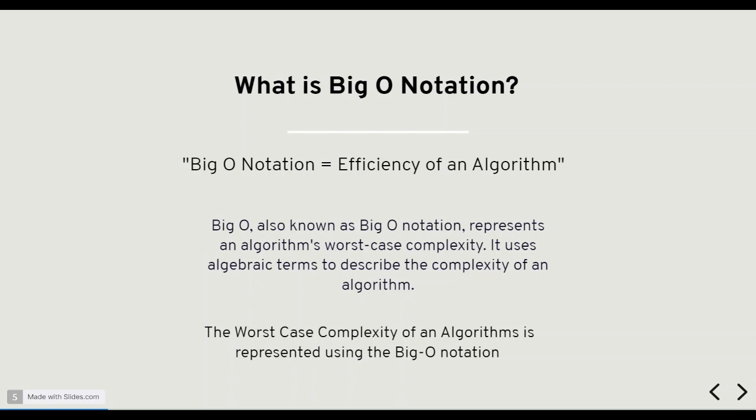under maximum load. After that, as you know, big O, also known as big O notation, represents an algorithm's worst case complexity. It uses algebraic terms to describe the complexity of an algorithm. It represents the worst case complexity of the algorithm, represented by the big O notation.